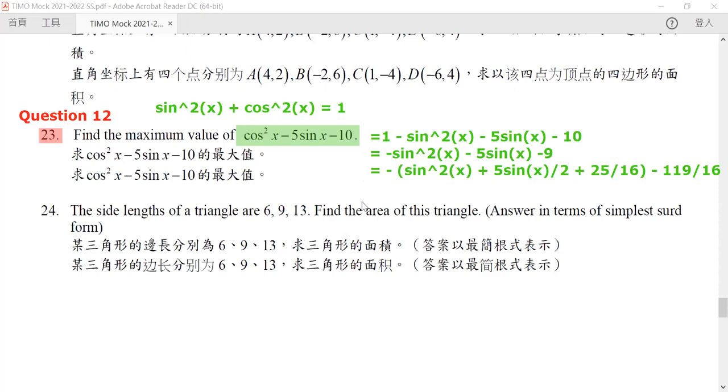Now after this, we will rewrite the whole equation as the following function. It will be equal to negative of sine x plus 5 over 2, the whole thing squared, minus 119 over 16. Usually in this case, because we see that this is a square, and a square is always bigger than or equal to 0, this one will always be less than or equal to 0. So we know that the maximum value will be our constant, right?